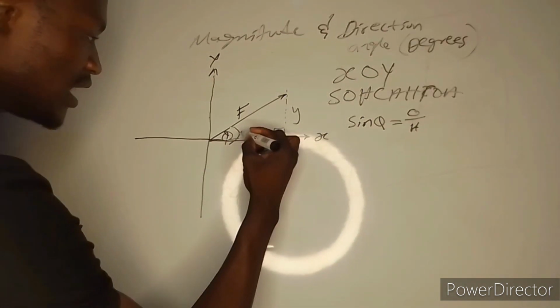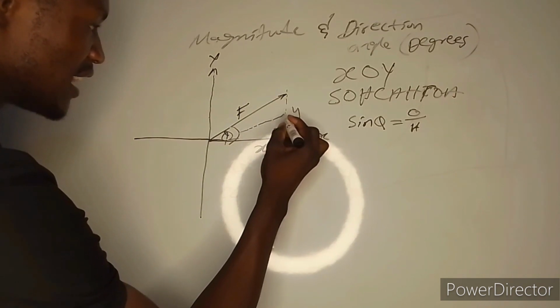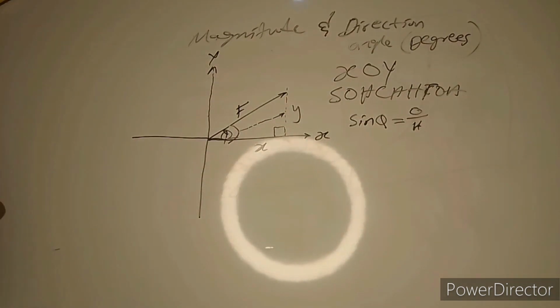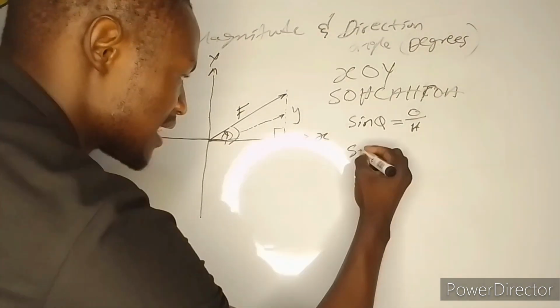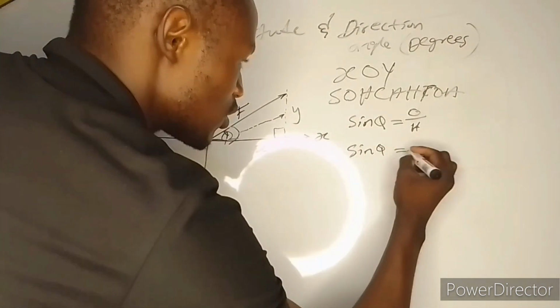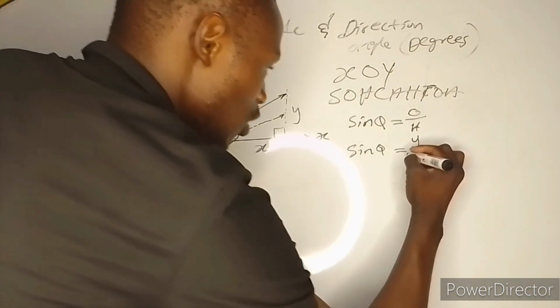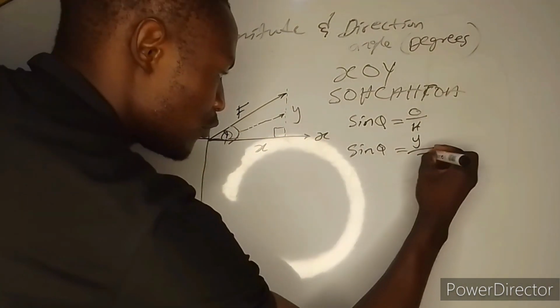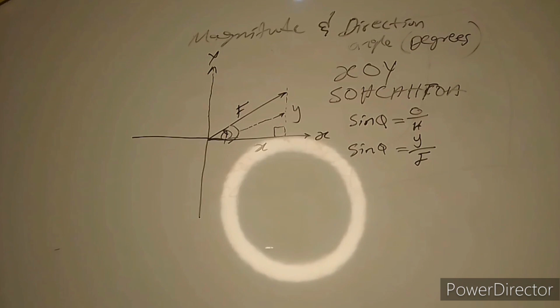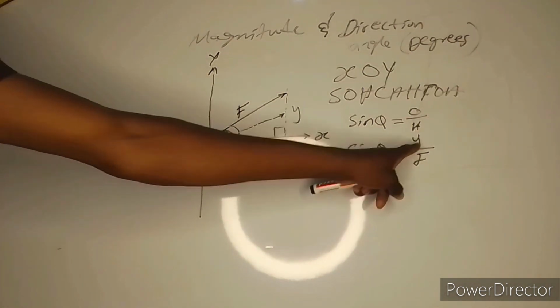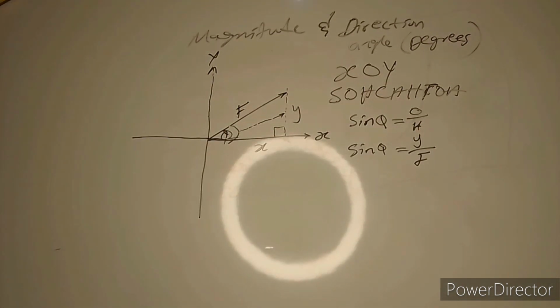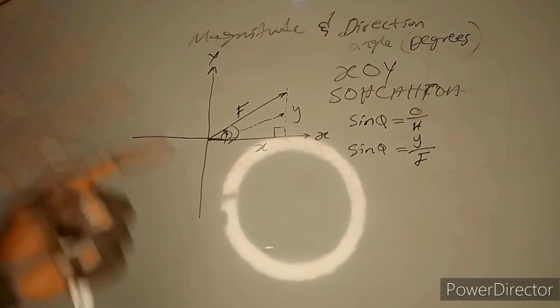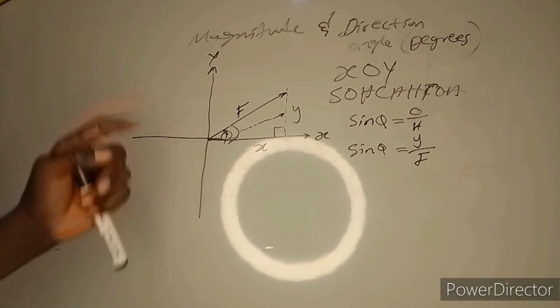We can see here that y is the opposite. Therefore, we can say sine theta is equal to opposite, which is y, over the hypotenuse. In this case, our hypotenuse is F, so we'll put the F there. Now, we want to make this y the subject of the formula to get the first equation of the y component.